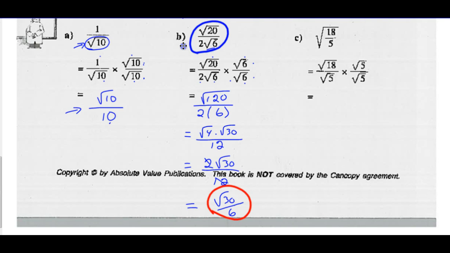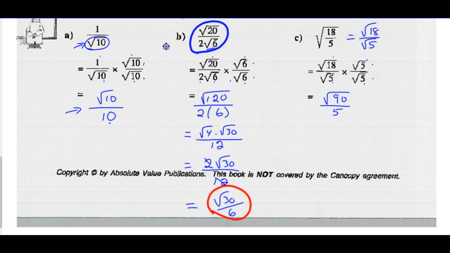All right. Let's complete C. The square root of 18 fifths. Well, we know the square root of 18 fifths can be written as the square root of 18 over the square root of 5. And then I'm going to multiply it by my radical denominator, root 5 over root 5, which is really just like multiplying by 1. So root 18 times root 5, we keep our radical sign, 18 times 5 is 90. Over root 5 times root 5 is 5.